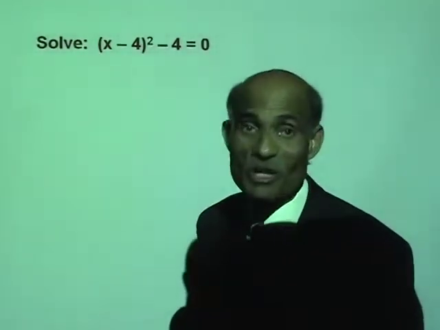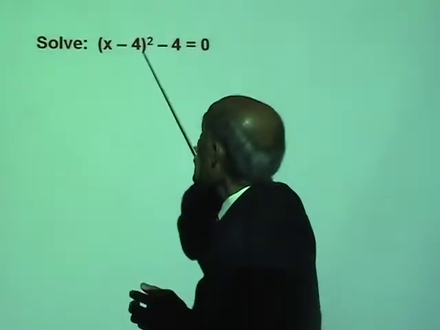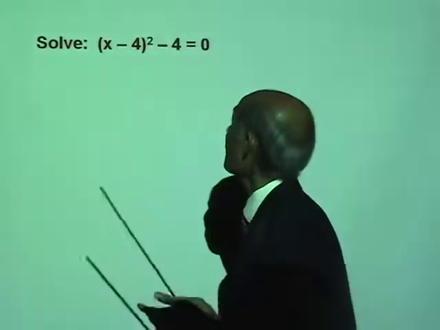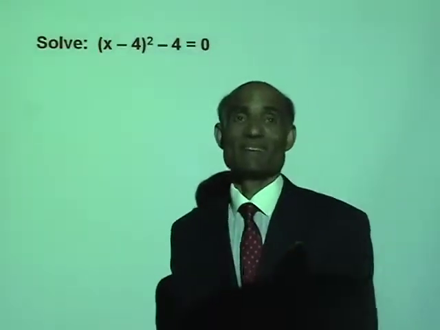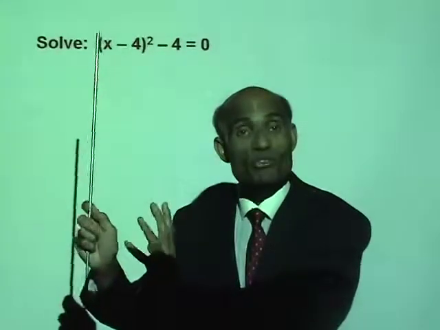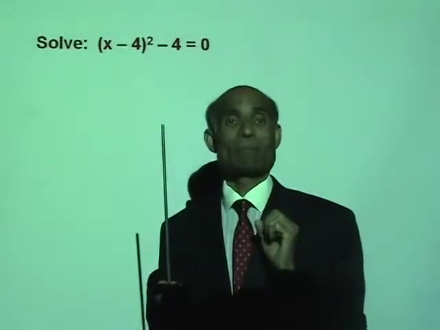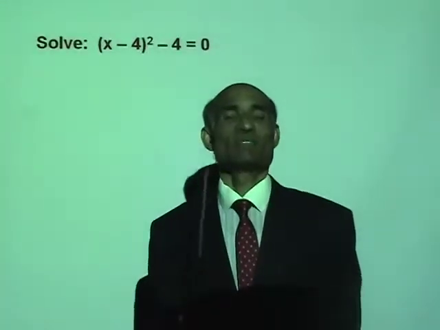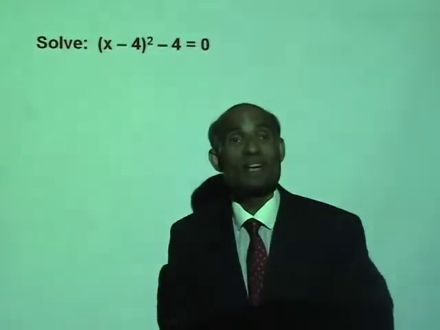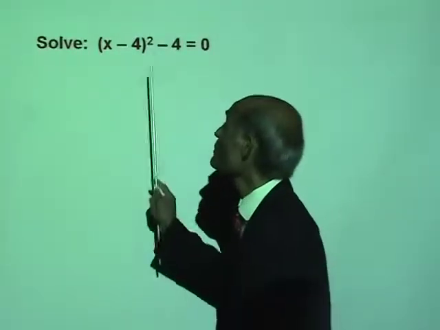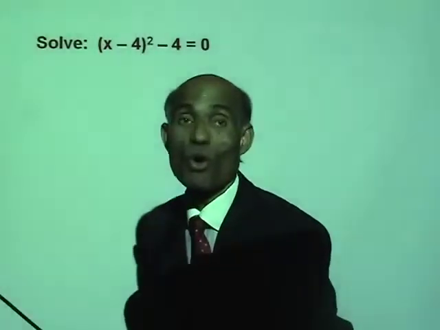Okay, let's do another one. Solve x minus 4 all squared minus 4 equal to 0. Well, the right hand side is already 0, so you don't need to worry about it. The first step is done. What is the second step? The second step is simplify the left hand side. We need to do a simplification here. What is the first thing to do? We need to expand this x minus 4 all squared.